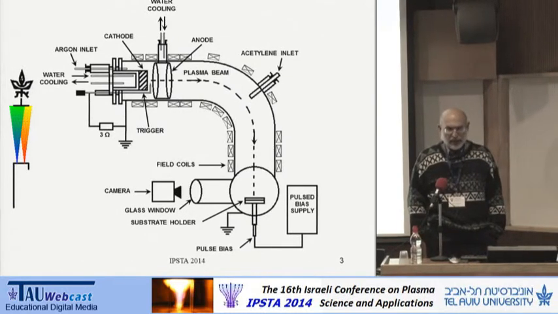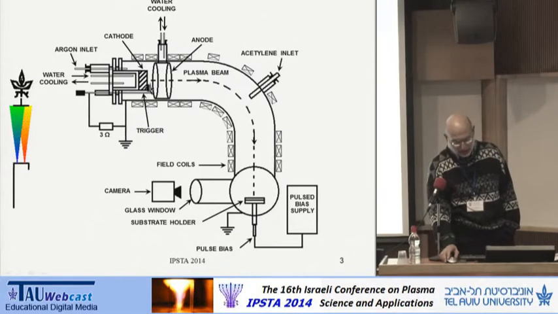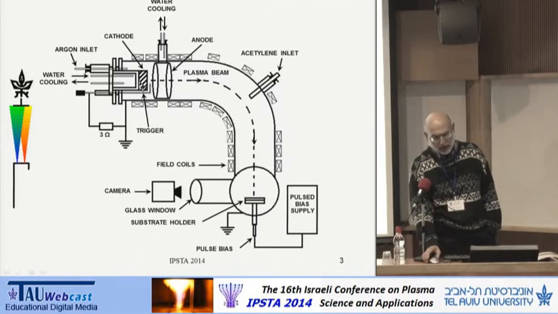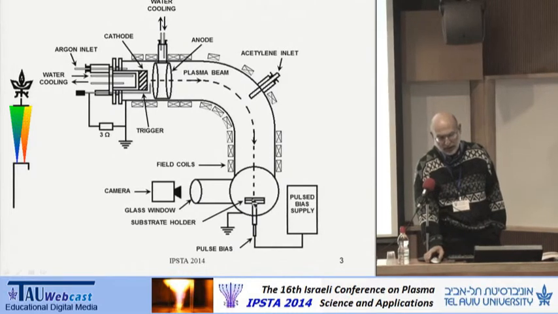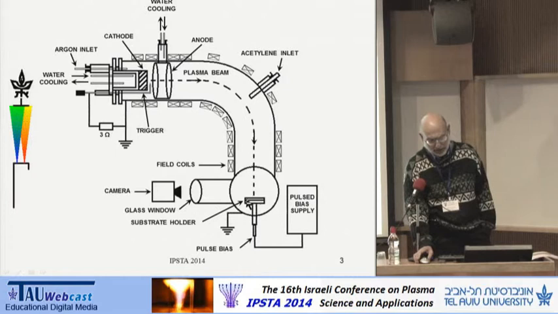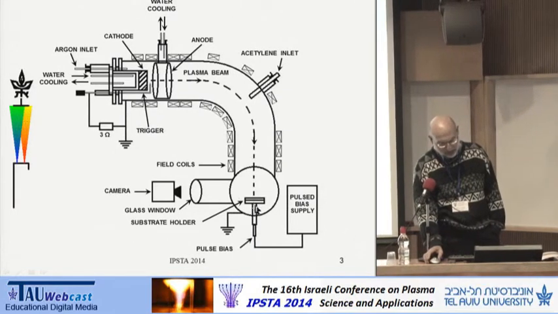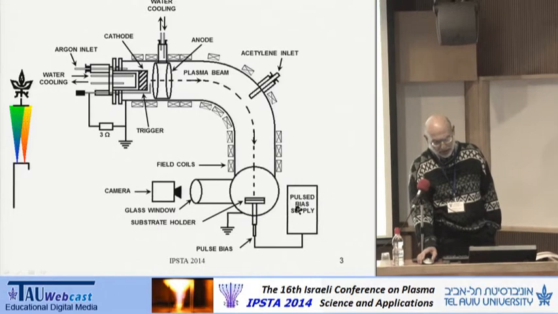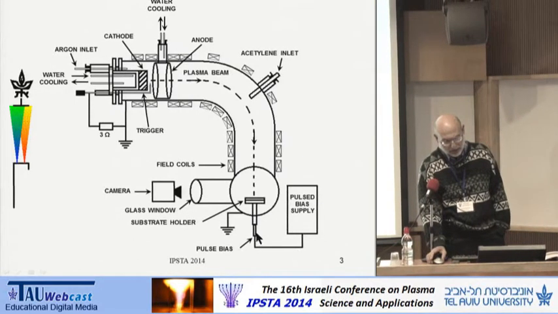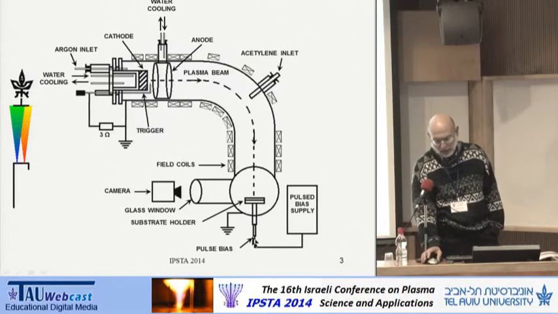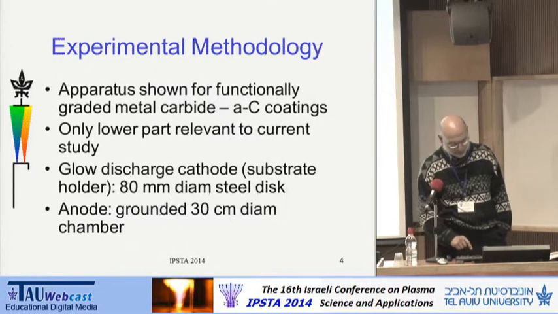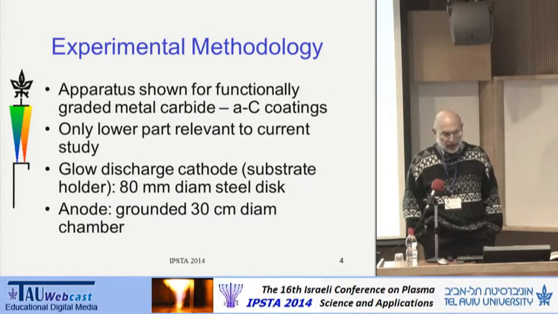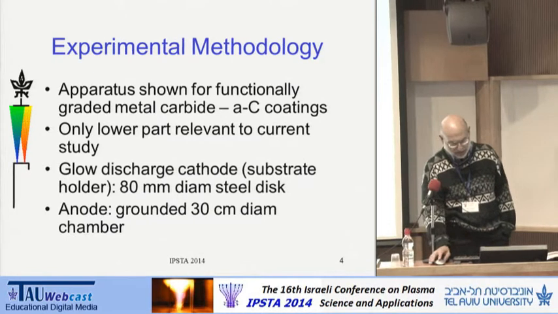To study this, we used the following apparatus, of which only the bottom part is relevant. All of this apparatus is part of an effort to develop a graded coating, starting with vacuum arc deposition of a metal and changing to a carbide, and then ending with an amorphous carbon layer. But what's relevant for right now is just this electrode here, which serves as a cathode, and the surrounding chamber, which serves as the anode, and a pulsed bias supply, which is connected to the cathode by means of about 2.5 meters of coaxial cable. This cathode is 80 millimeters in diameter, and the anode is about 30 centimeters in diameter.